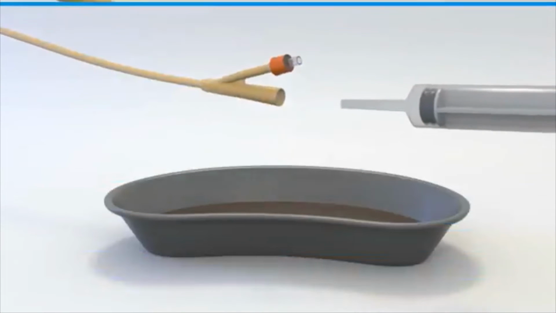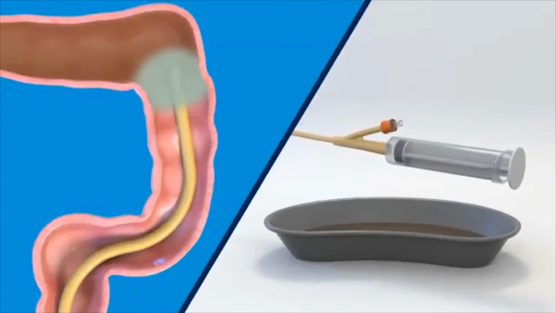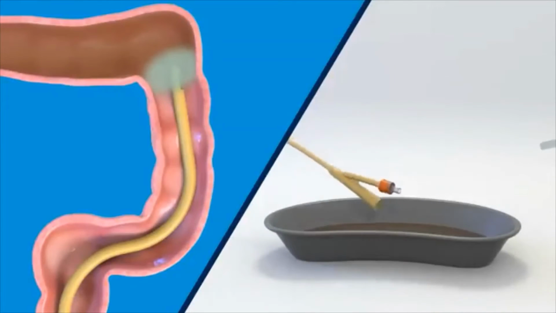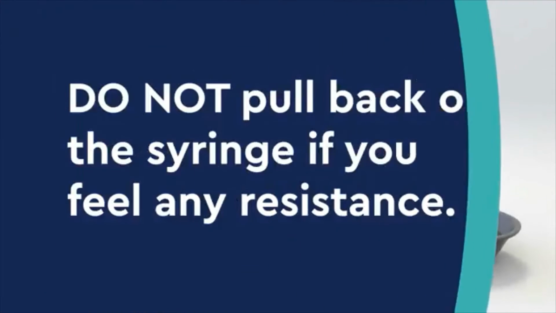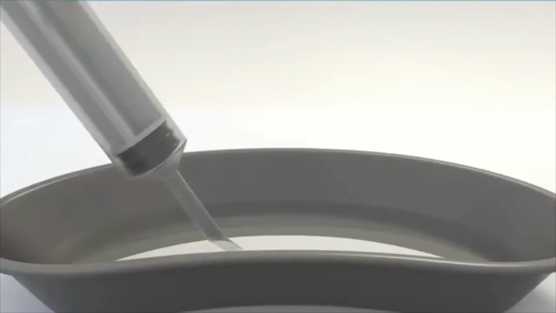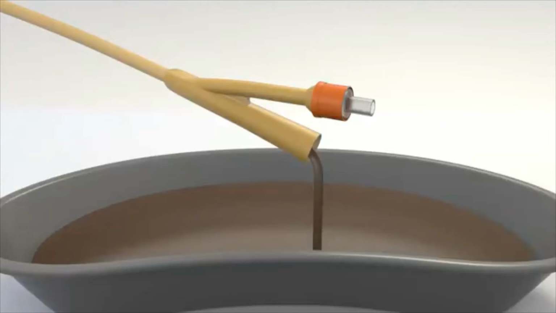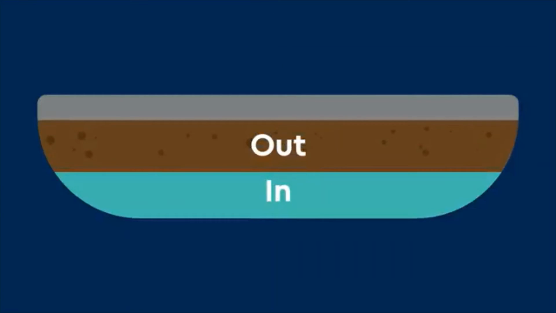If you think there is still fluid in the colon, you can reattach the syringe to the catheter and very gently pull back on the syringe to draw out the fluid. Do not pull back on the syringe if you feel any resistance. It's important to record the amount of saline injected into the rectum and the amount of fluid that comes out. In a good rectal irrigation, the amount that comes out is larger than what went in.